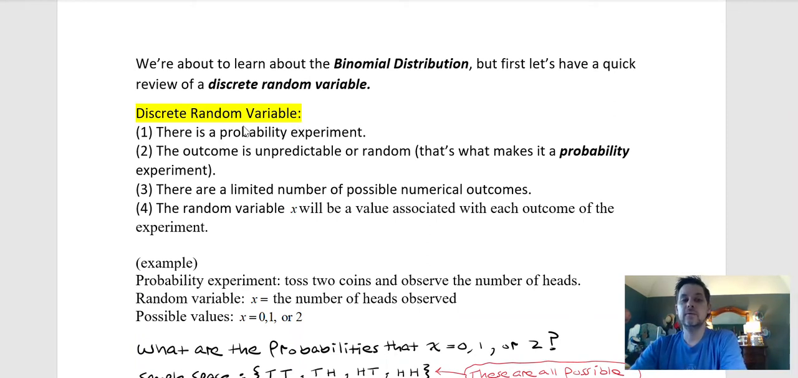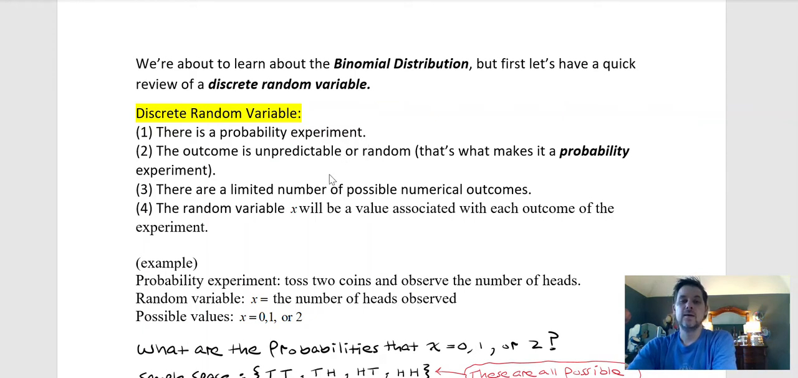Okay. So for a discrete random variable, there has to be a probability experiment, which, experiment makes it sound scientific, like it occurs in a laboratory. But a probability experiment could be flipping a coin, rolling a dice, choosing a card from a deck of cards. It could be an experiment in a laboratory, but a probability experiment is something with an unpredictable or random outcome. That's what makes it a probability experiment: the fact that you don't know what's going to happen.